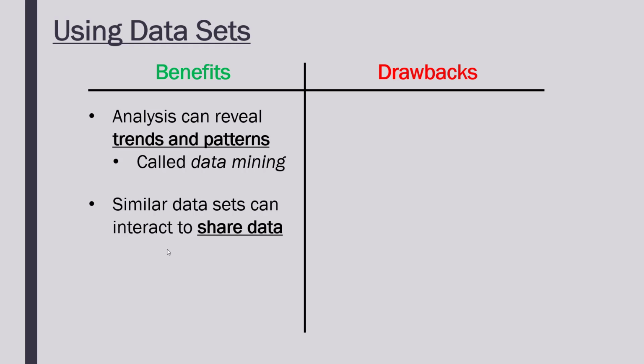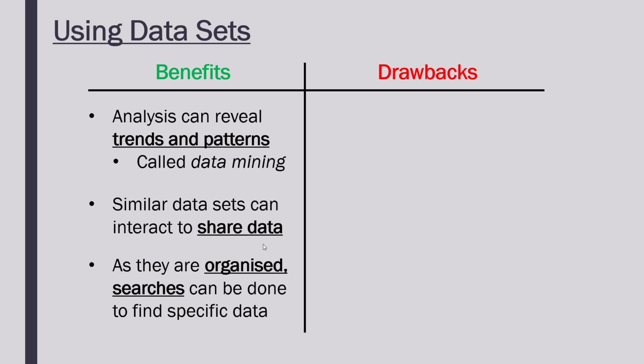Also, we showed the interaction between the big dataset and the small dataset. Similar datasets, so maybe the dataset for one shop can interact with a dataset from another, possibly to share data. So that is going to mean you don't have to collect as much data if you are able to import some data from another dataset. And because a dataset is not just data thrown together, it is organized in some way. Because of this organization, we can conduct searches on our data, so we can search for really specific data. So in my loyalty scheme example, I can search for data within a city, so Manchester. If it wasn't organized, I wouldn't be able to do that.